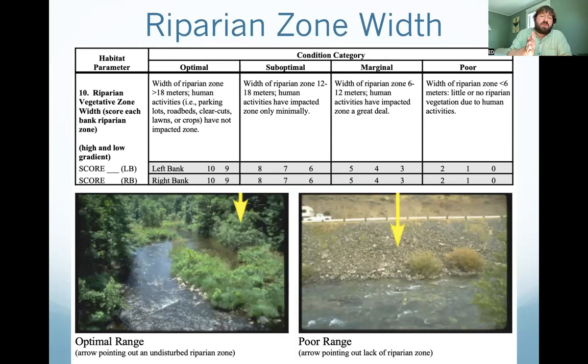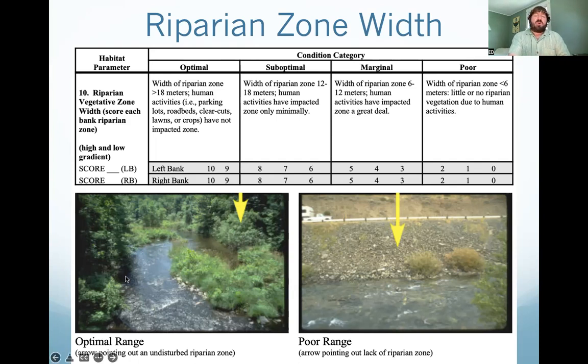So the more space it has, not only the more filtration and stability and habitat it can provide, but the more space it has to move. And the less space, the more subject to human impacts that channel is going to be.